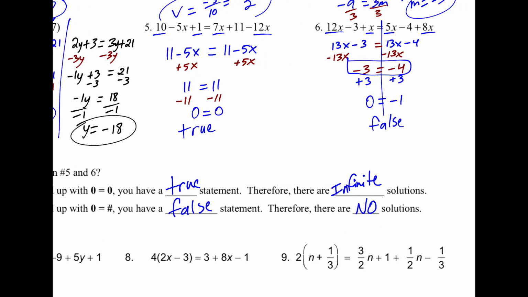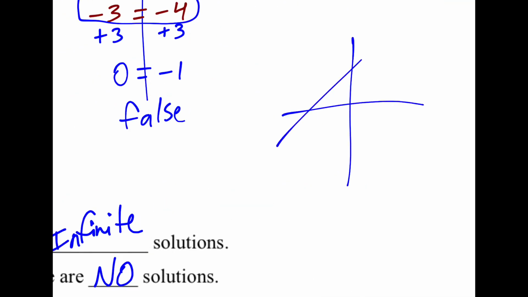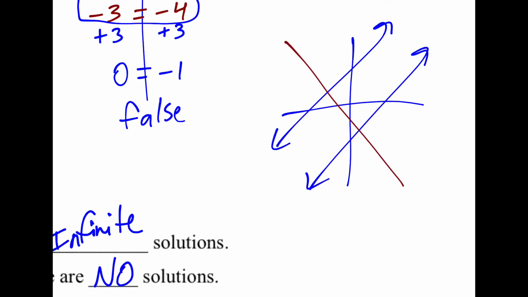While most of the time you actually get an answer for these equations, what these situations represent is on a coordinate plane when you have two parallel lines that will never cross. That means no solutions. And in the same way, if you have two lines that are exactly on top of each other, every single point is the same. So there's infinite solutions. Graphically, that's what's going on here.